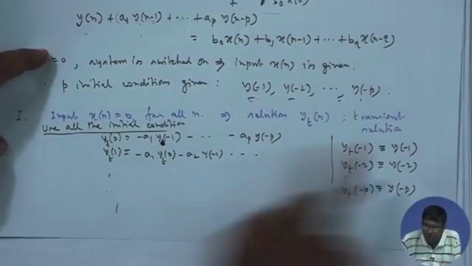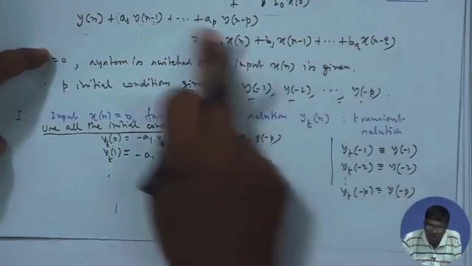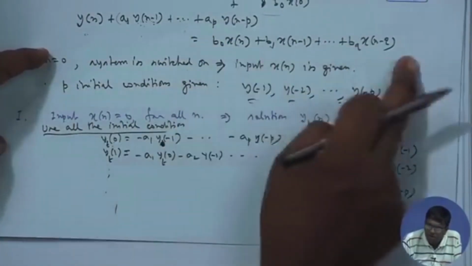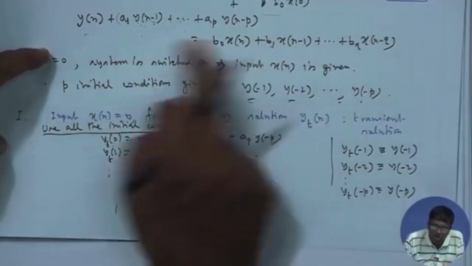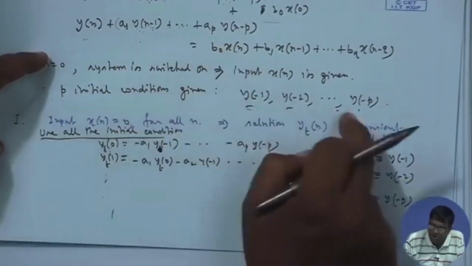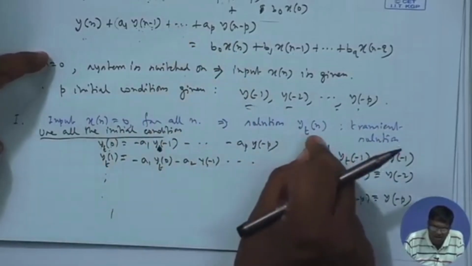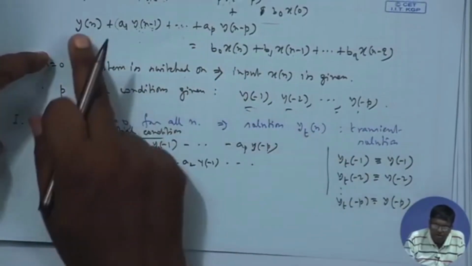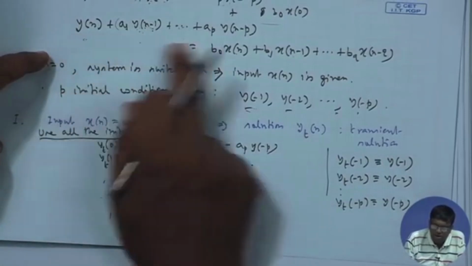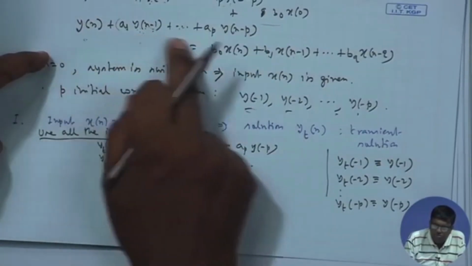In one case, input was 0, that is, the right hand side was fully 0, and the equation was solved by using the given initial conditions. I called the solution y t n, transient, and if I put that y t n here, I get y t n from its past samples.